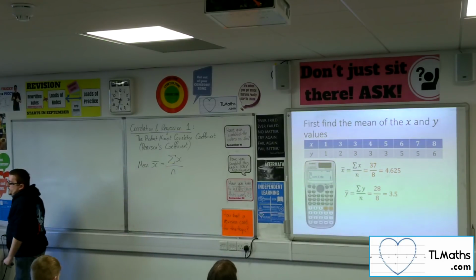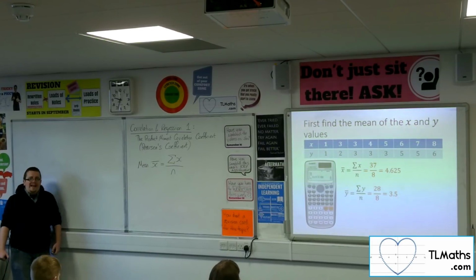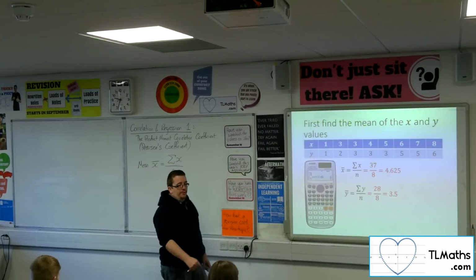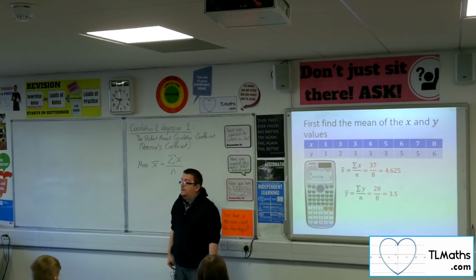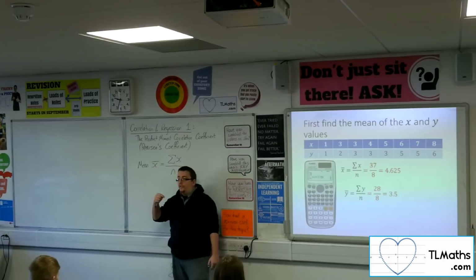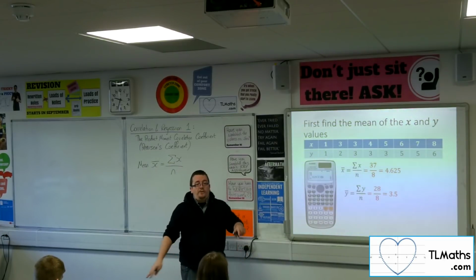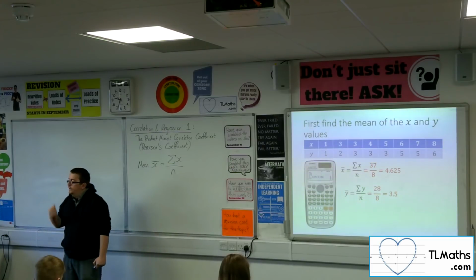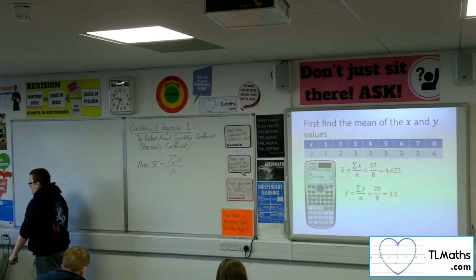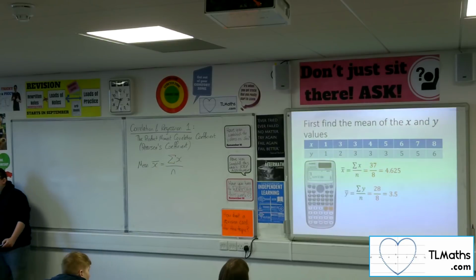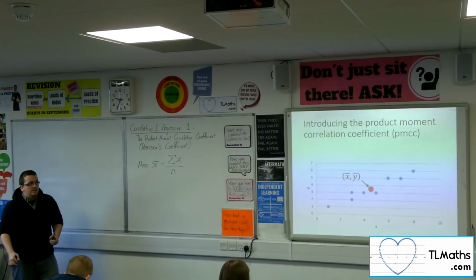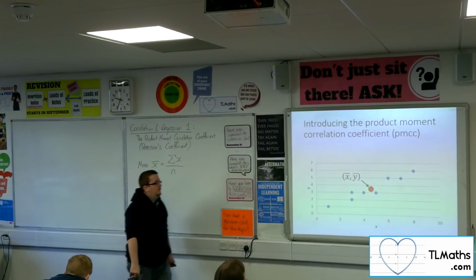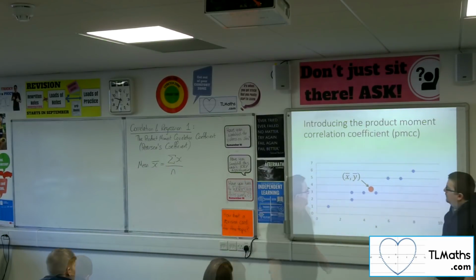Now what I would like you to do is add that as a data point to your scatter graph, preferably using another colour, or if you've used dots, you could use a cross, or if you've used crosses, use a dot. Add that as a coordinate to your scatter graph. You should find that the data point is kind of slap bang in the middle, as you probably would expect.